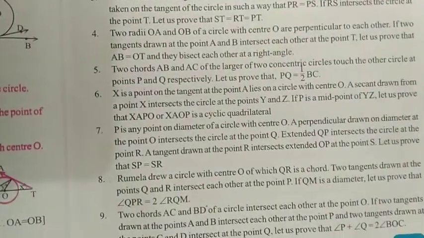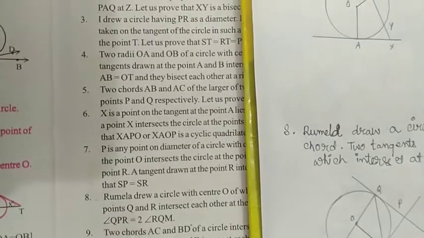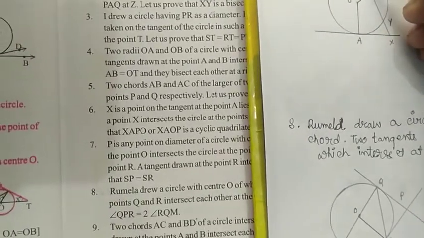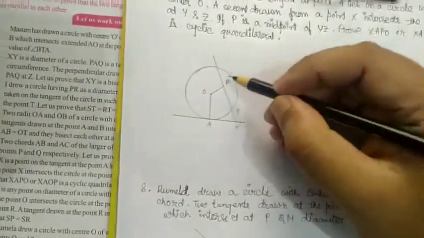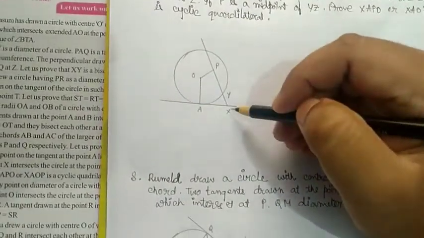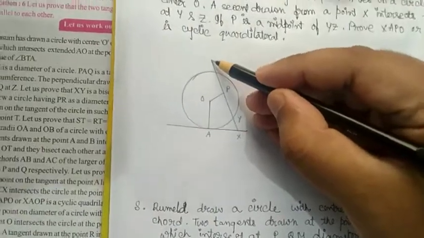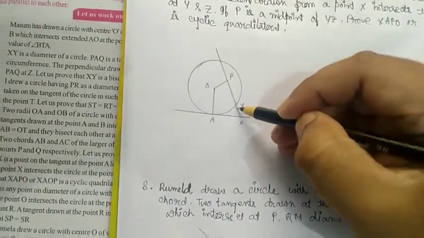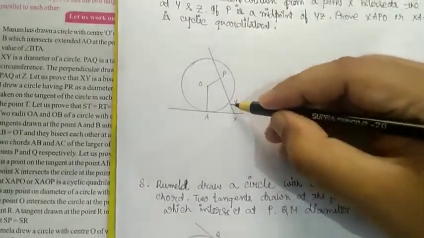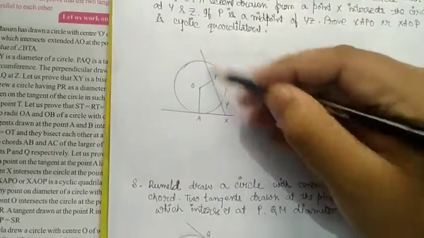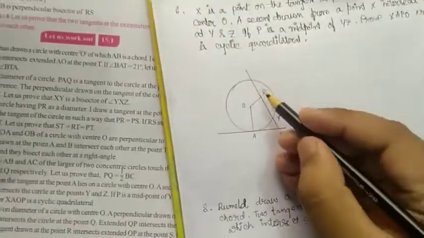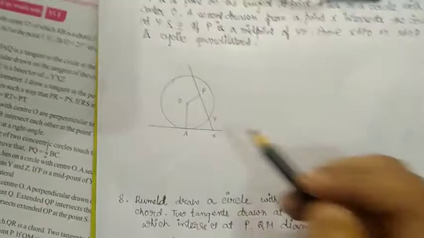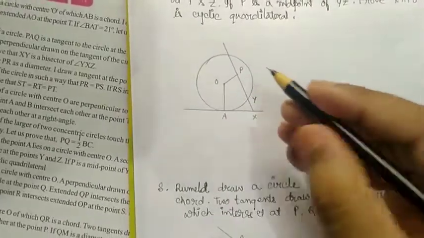First of all, what is a secant? A secant means any straight line which intersects the circle and is extended. Suppose it starts from here and intersects the circle at these two points and is extended. Therefore, this straight line is known as the secant. Now here O is the center of the circle. This is the secant, OA is the radius.